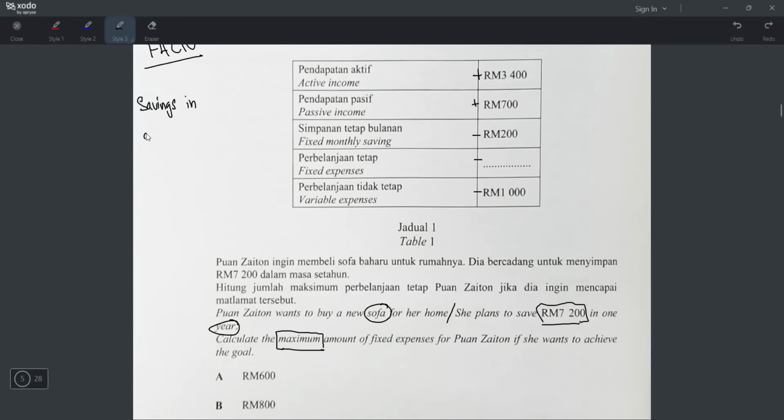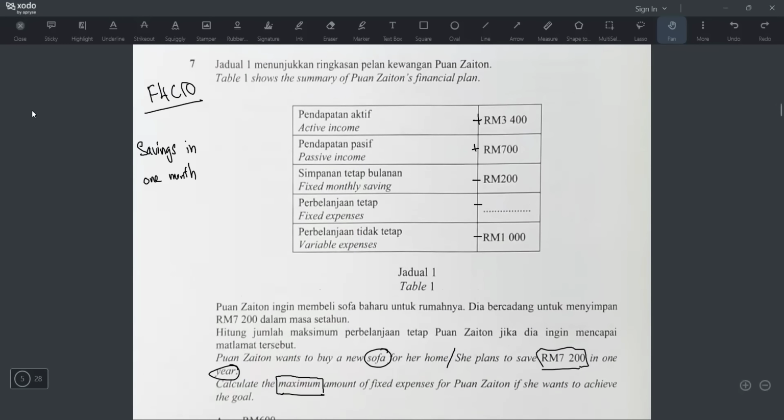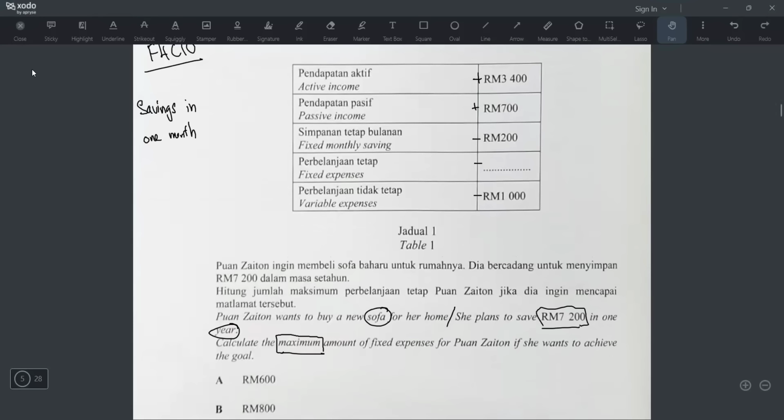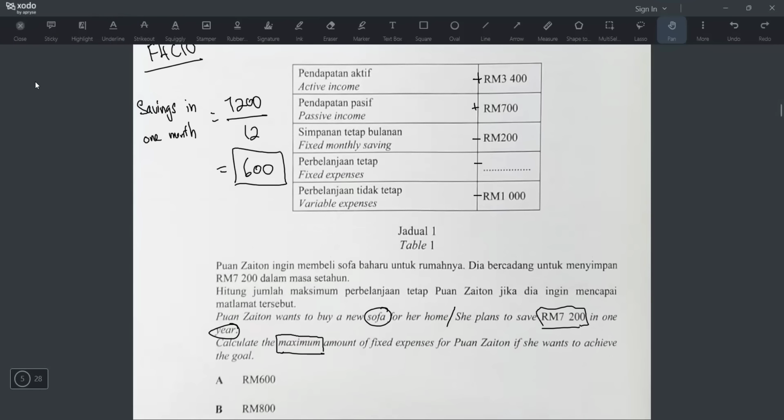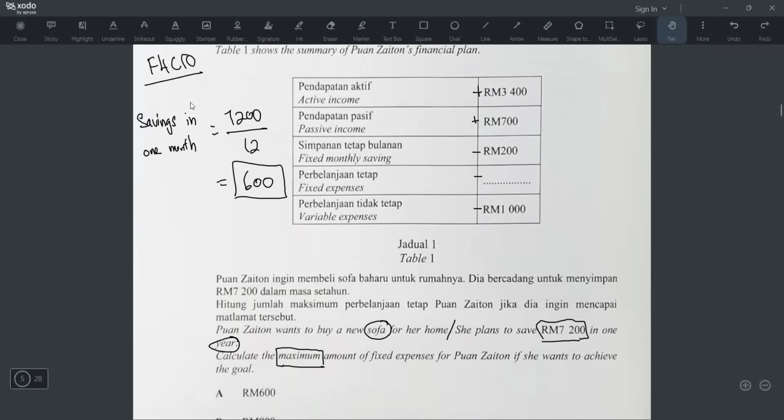Okay, and you can find it easily because the savings in 1 month will be 7,200, because that's the amount of savings she needs for 1 year, right? Divide by 12, right? So the savings she needs in 1 month will be 600 lah. Yeah, this is what she needs to save in 1 month. And also this financial plan is for 1 month. Yeah, financial plan is always for 1 month.